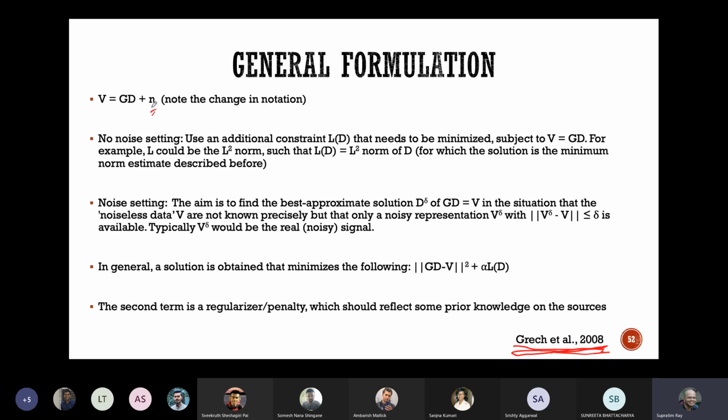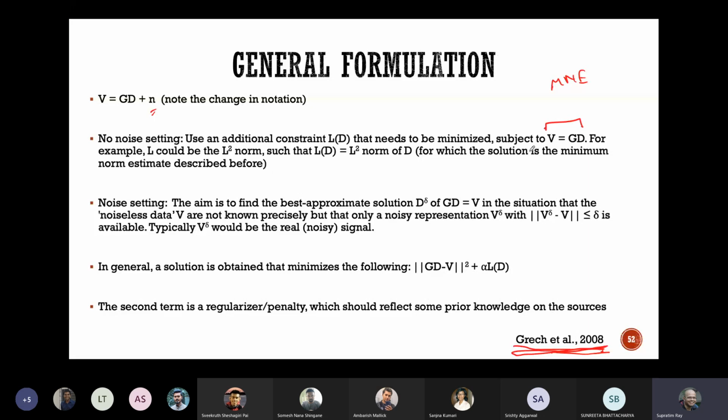I'm going to look at the noise solution. When there was no noise, I was just trying to find a solution for this, V equal to GD. I solved it for the minimum norm solution. That one I showed, the minimum norm estimate. Other ones I'm not going to show.